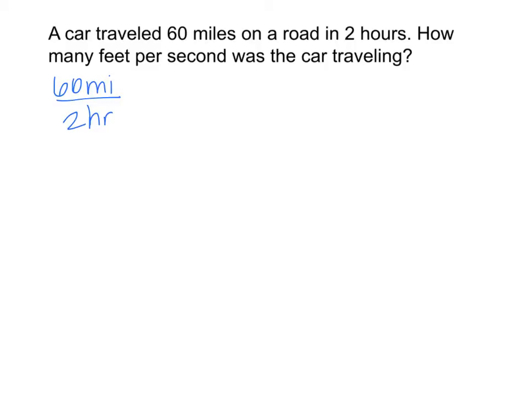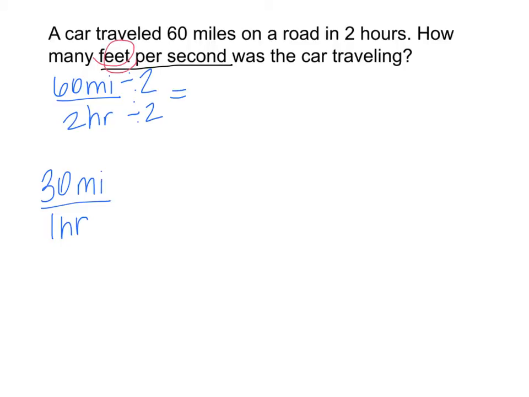Now if you look here, we can simplify this. We can take a 2 out of the top and bottom. So this is actually 30 miles in 1 hour. And it's asking us how many feet per second. And if you notice here, we don't have either of those units. So we need to change both of these units. So let's start. It doesn't matter which one you start with. I'm going to start with miles because it's in the numerator. So using that conversion chart, find how many feet are in a mile, and what is that conversion?